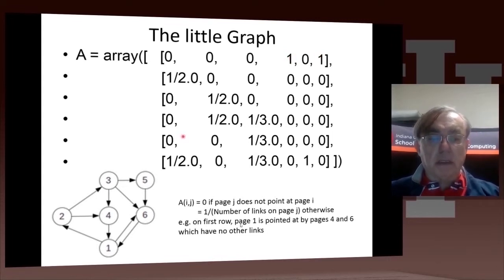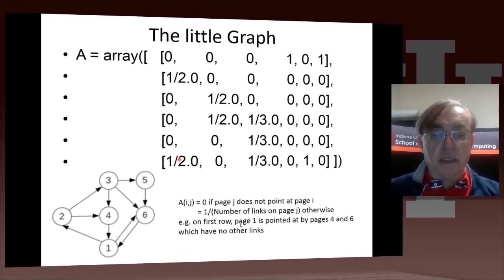It means that site 4 only points to one other site, and that site is number 1. So that's that one there. Site 5 does not point at 1. Site 6 does, and 6 only has one URL on it, so it just points to one site. So that's what those ones here are.